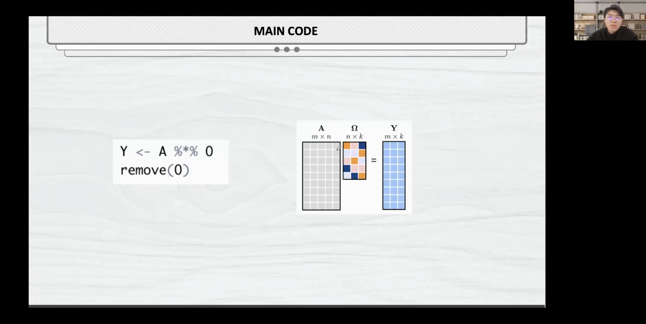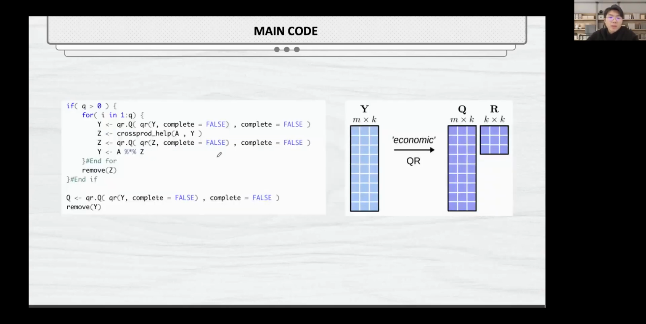After we generate the omega matrix, we need to compute our new m by k matrix Y by multiplying the original A matrix with the omega matrix. And then we will apply the QR decomposition to the matrix Y. Here we can see that the QR method is a package in R, so we will not discuss it here. After we do the QR decomposition, we will store the Q matrix.